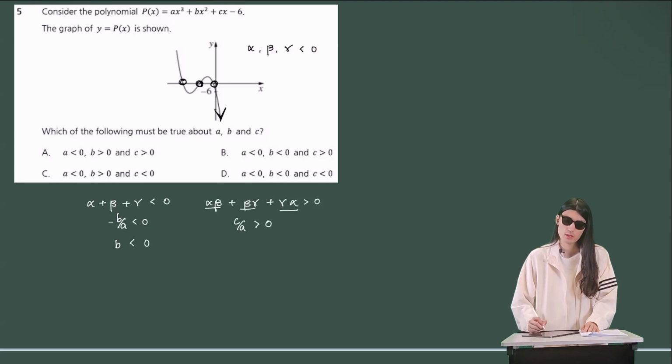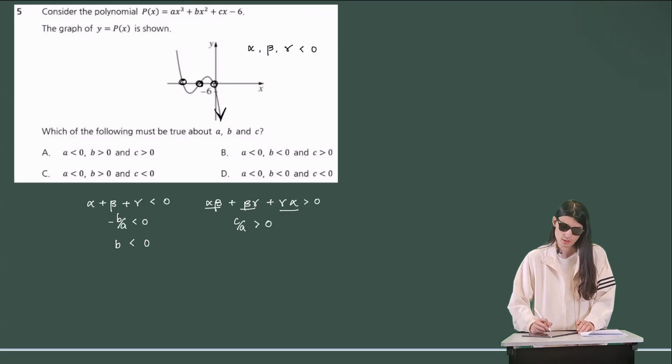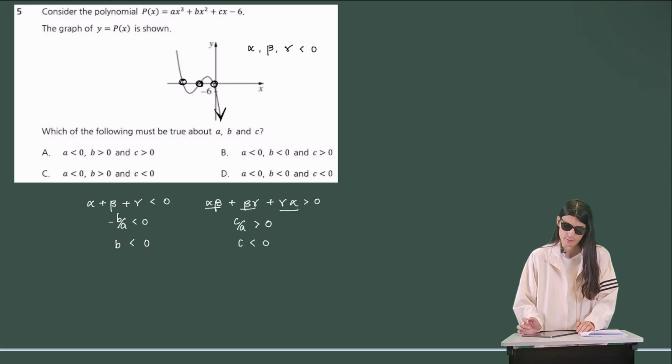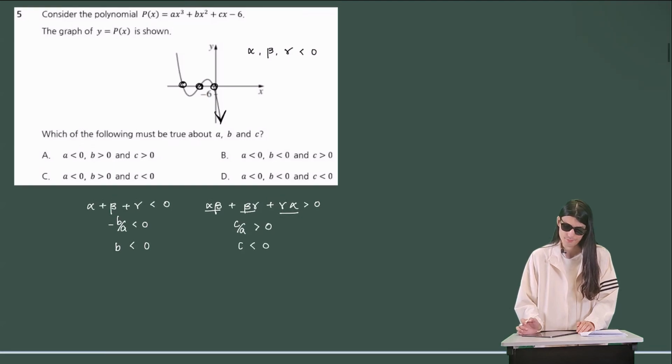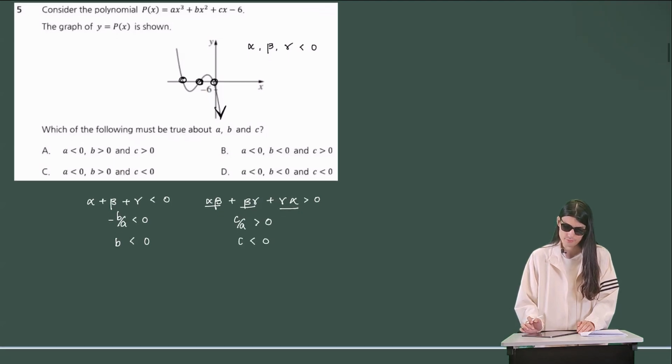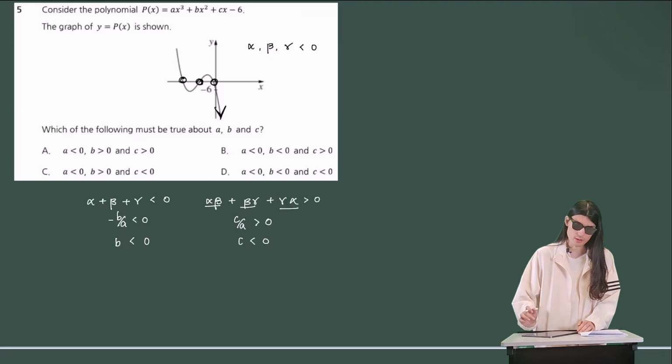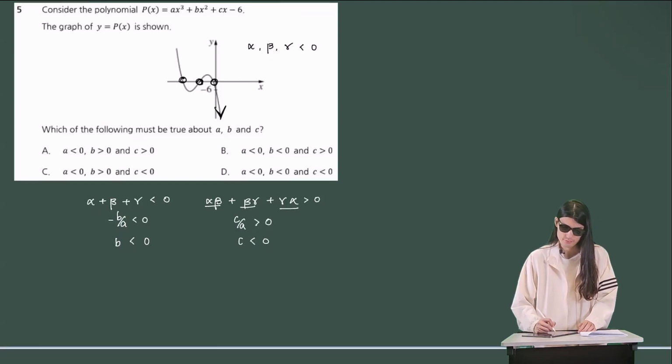Then according to the relationship between roots and coefficients, C over A is positive. But again, we know that A is a negative number. That's an indication that C must also be negative, isn't it? So based on all of that, the answer then must be D, isn't it?